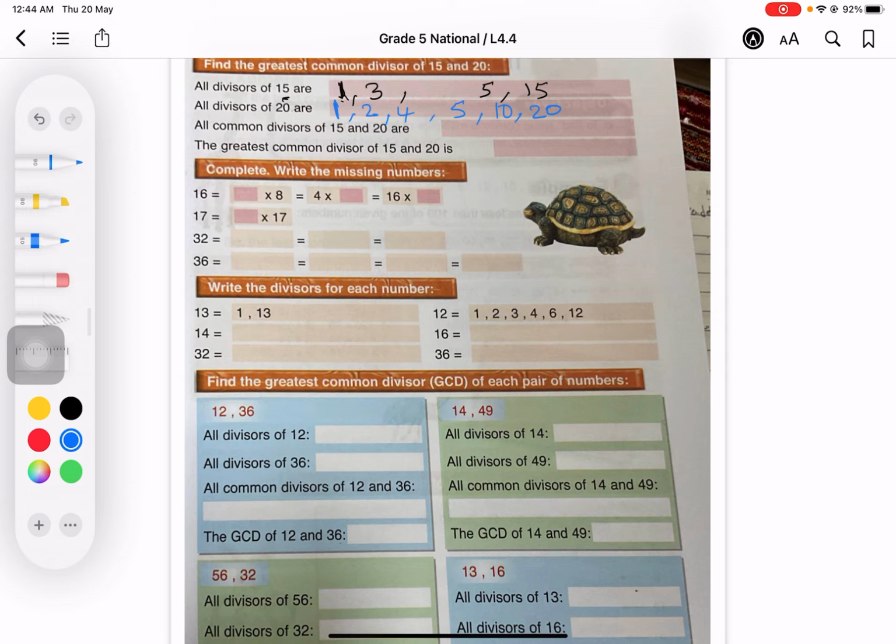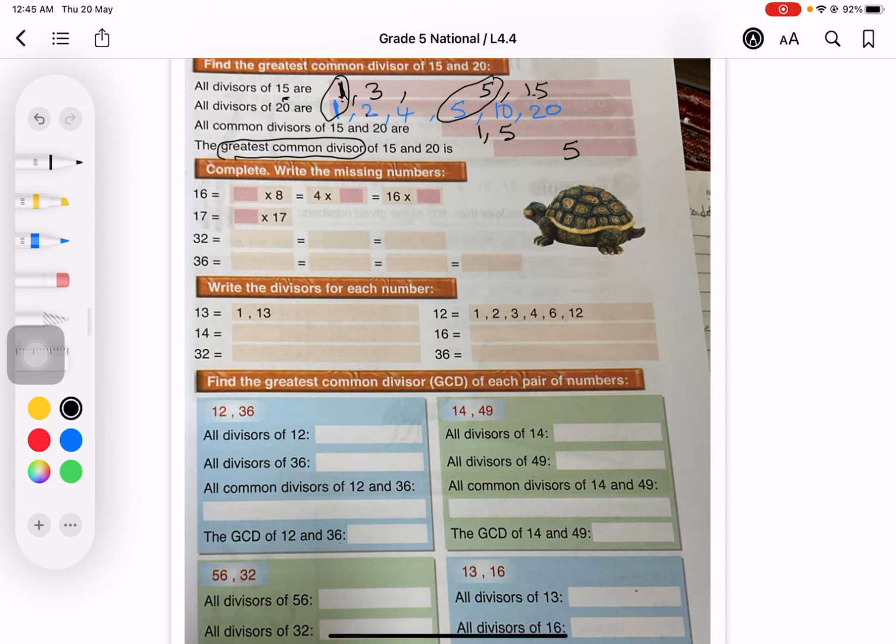What is the common number? 1, of course. 2 I have here, but I don't have it here. 3 I have here, but not here. 5 is in both of them. 15 I don't have here. So the common numbers are 1 and 5. But what is the greatest one? 5. So 5 is the greatest common divisor.